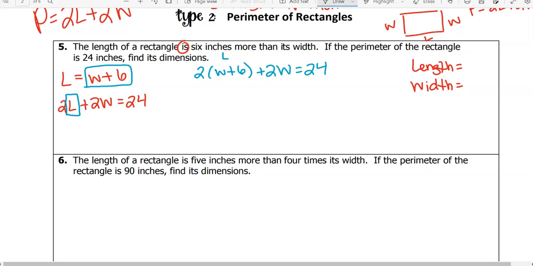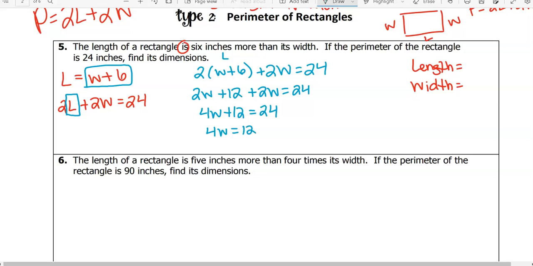All right, who has an idea? What do you want to do? Yeah, distribute, good. So 2 times W, 2 times 6, 12. And then we still have plus 2W equals 24. And add the 2W. Yep, so 2W plus 2W is 4W plus 12 equals 24. And subtract the 12. So we get 4W equals 12, right? Because 24 minus 12 is 12.